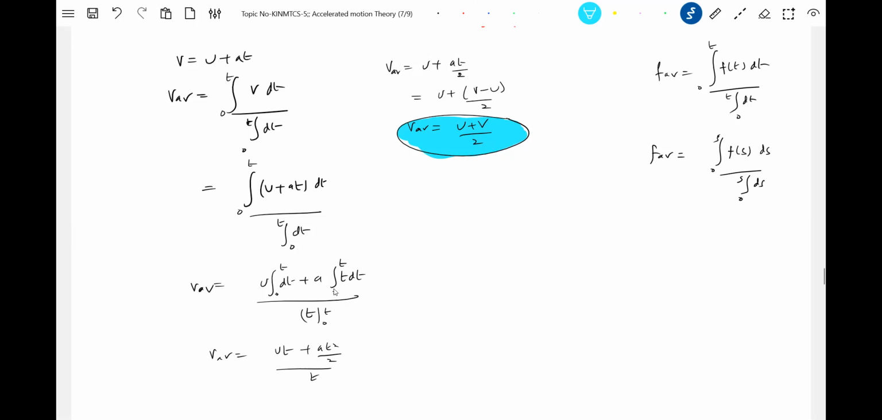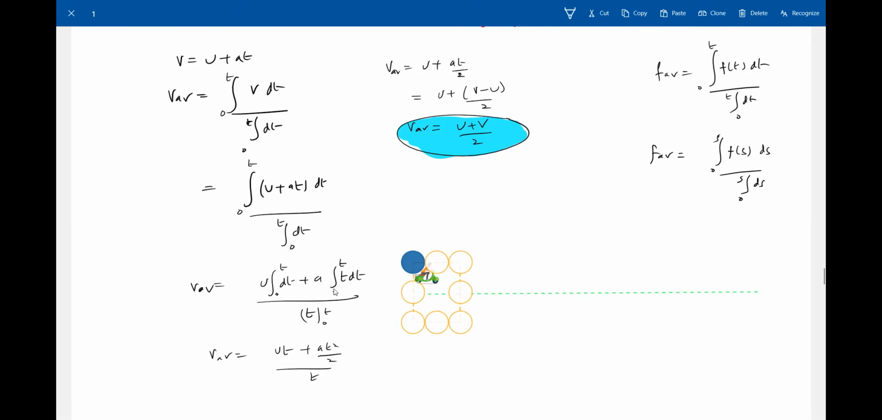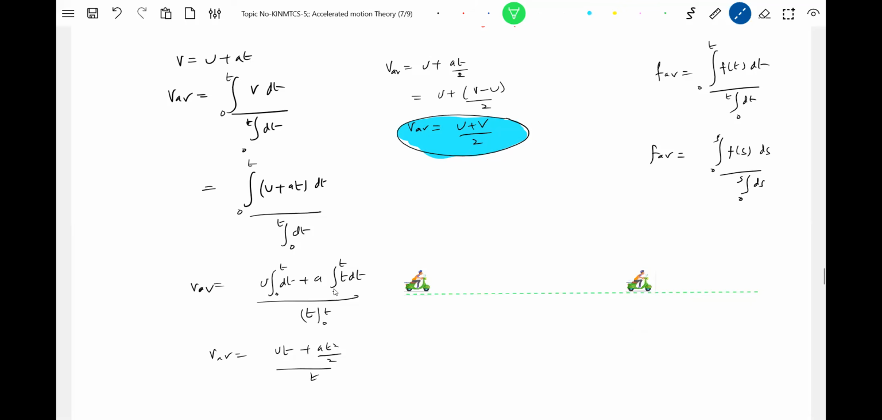If you want to calculate average velocity over an interval of time, just take u plus v by 2. What does it mean? Again, the air is moving. At t equals 0, air is having velocity u. After some time, it is having a velocity v. What is the average velocity? I'll ask you. Just do this much. This will be very simple, no?